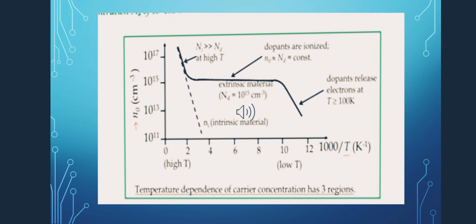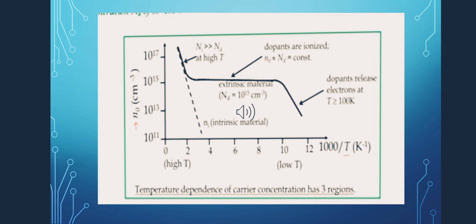Then when we come to the second region, that is the middle point, here we can see that N naught is equal to Nd, that is it has a constant value over the temperature range. The region is created by the dopant, and at room temperature, which is 300 Kelvin, at this particular value it gives approximately 3.3.